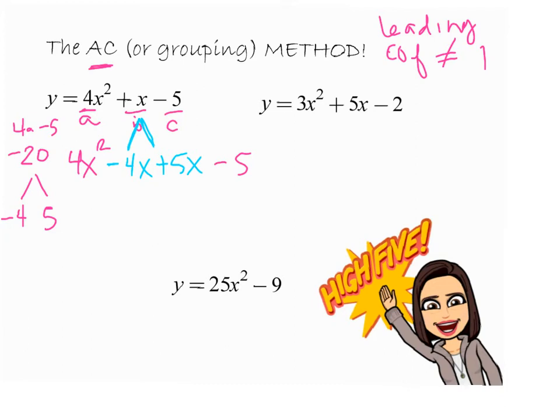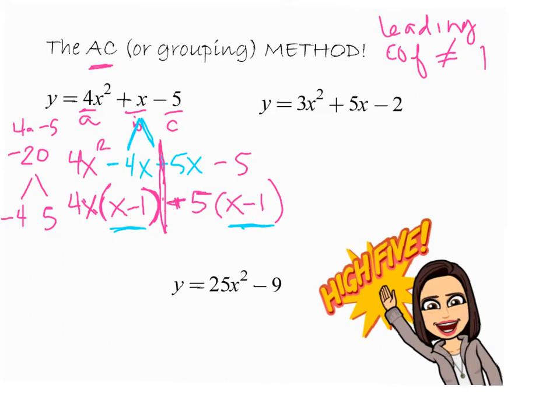Now I'm going to draw a line straight down the middle. And I'm going to factor out of the first half a 4 and an x. When I do that, I'm left with x minus 1. And similarly over here, I'm going to factor out a positive 5. And when I do that, I'm left with x minus 1. You know that you've done this correctly when both of these equal each other.